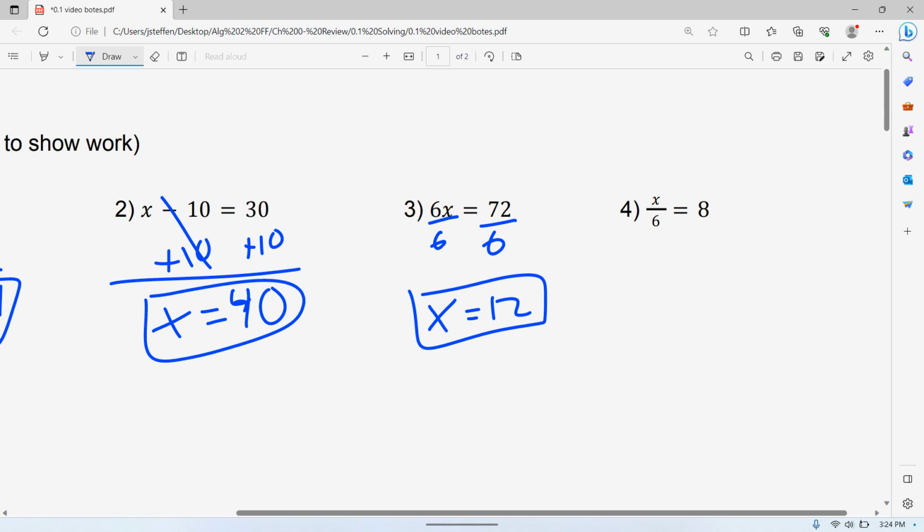Now the next one, we're dividing x by 6. So the opposite of dividing is multiply. So you can show it differently, but that's how I show my multiplying. So the 6's cancel, so all I have left is x is equal to 8 times 6 is 48.